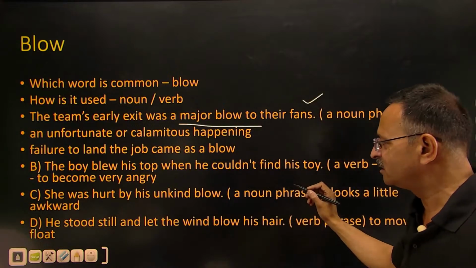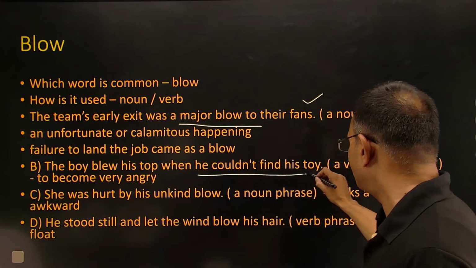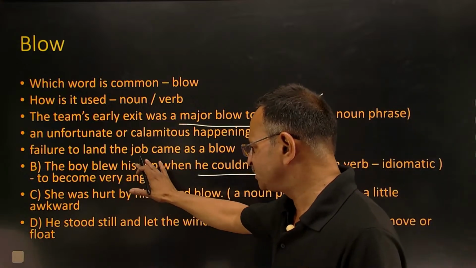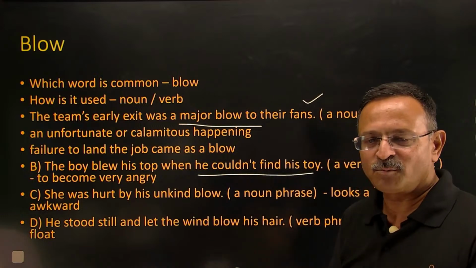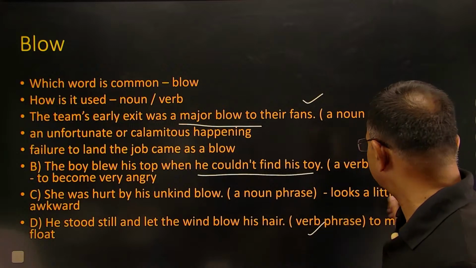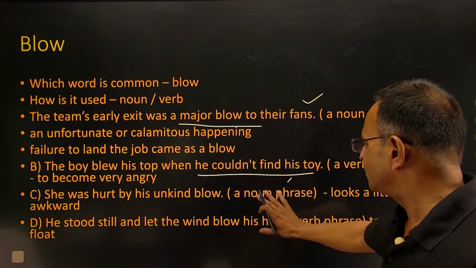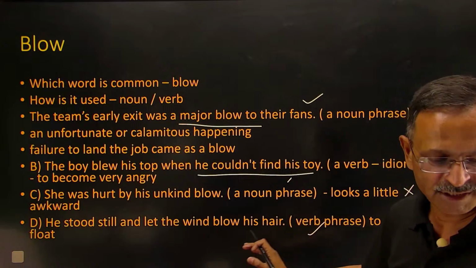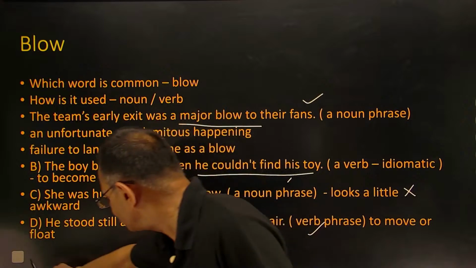Nothing, no problem here. He blew his top when he couldn't find his toy. So here we get a clue that because he is not finding his toy, he has become angry. And the third one is: he allowed his hair to be blown by the air, so that's also okay. So this would be the wrong option, and in our exam the correct answer would be C. Okay, I hope it is clear to everyone. Let's go to the next word.